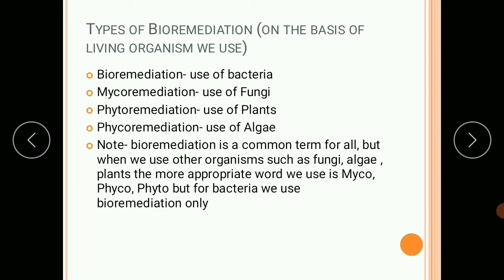See, bioremediation is a common term for all this. Even though it is mycoremediation, phytoremediation, or phycoremediation, these all are types of bioremediation only. But for bacteria, we will only call it bioremediation, because there is no such term as bacterial bioremediation. Okay, so just don't get confused in this.